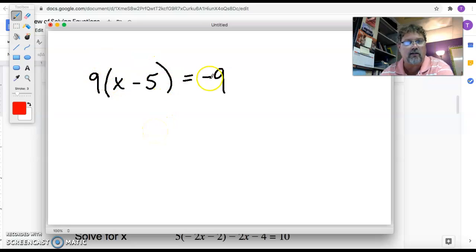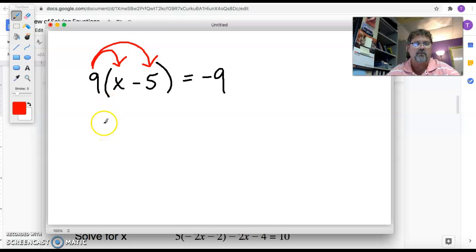Right? But I want to be really clear because we haven't had a lot of this in our lessons formally. 9 times x is what that means. He's got to go there. And when we distribute, we go to both places. 9 times negative 5. Right?